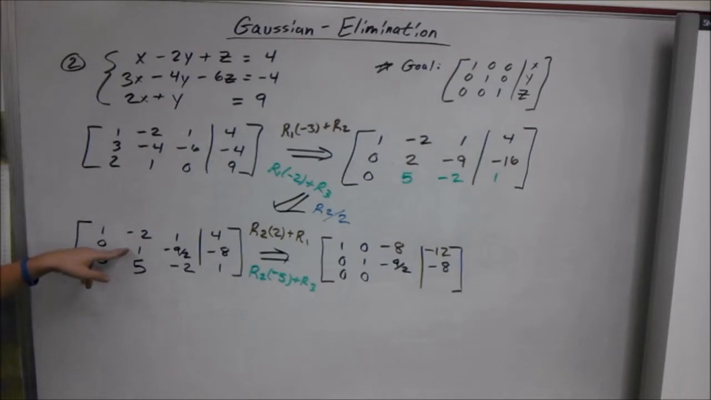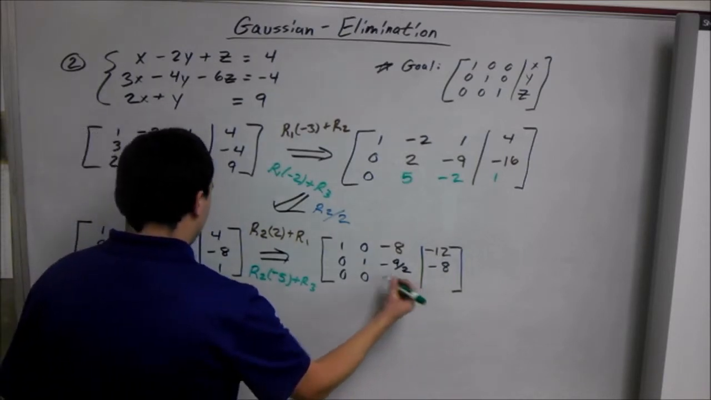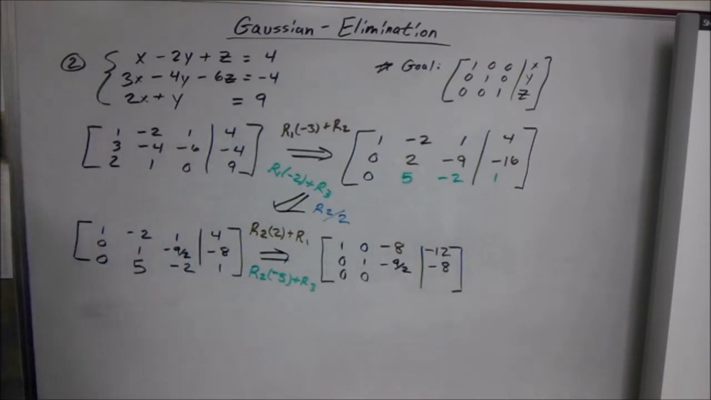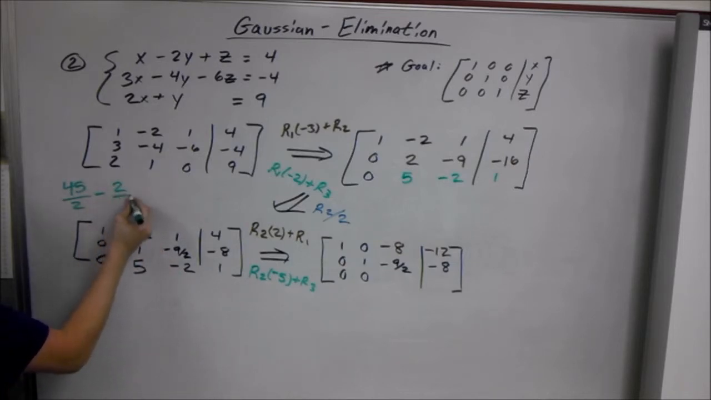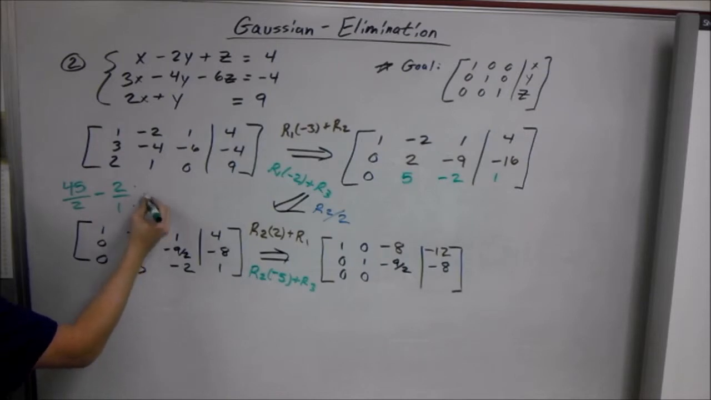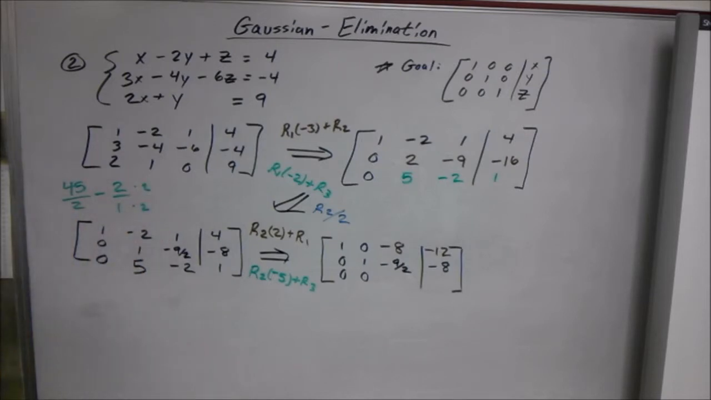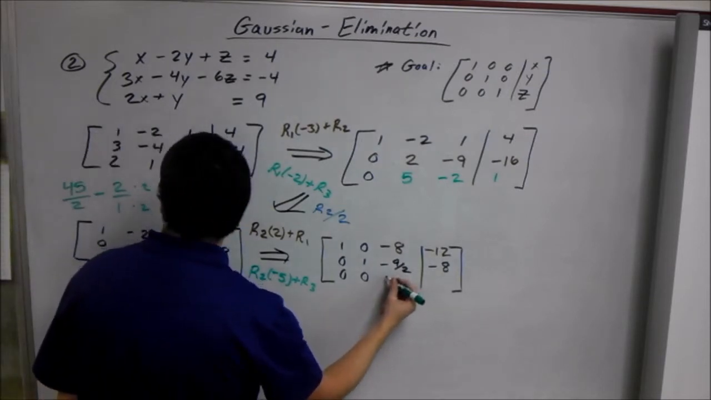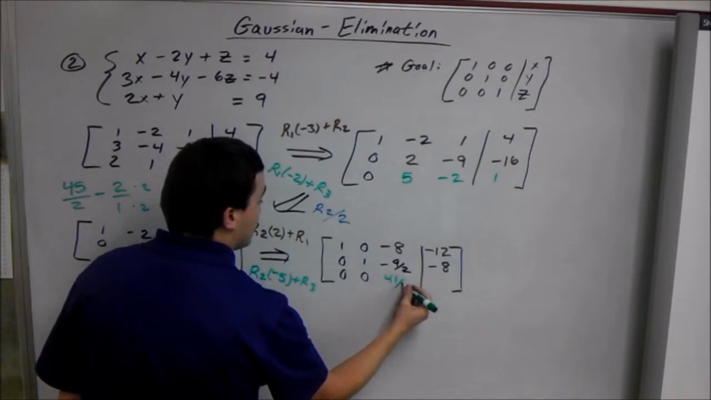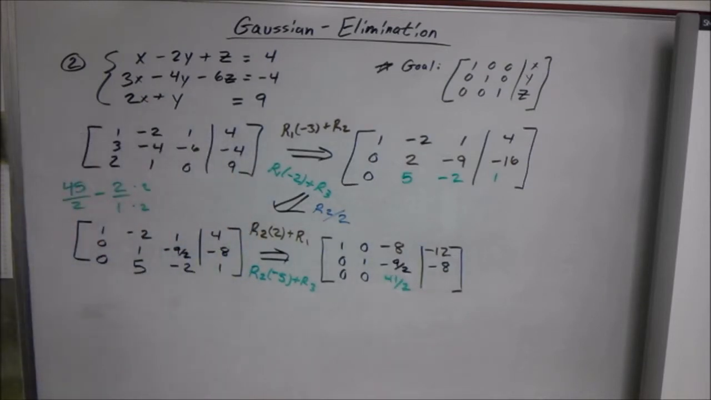Multiplying this times negative 5, negative 9 over 2 times negative 5 is going to be positive 45 over 2. And we're adding that to negative 2 over 1. 45 over 2, I'll do the math over here, minus 2 over 1. Well, we have to multiply this by 2. That's going to give us 41 over 2. So 41 over 2 there for now.